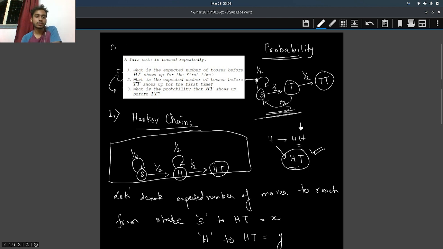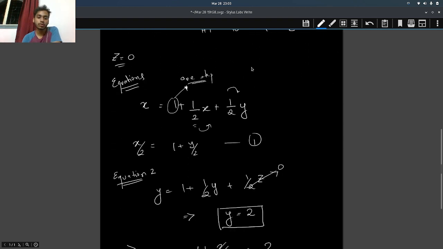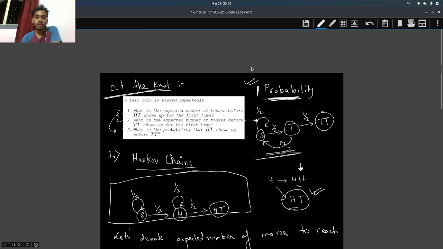This is from Cut the Knot. I have taken this source, the source is Cut the Knot, and I am solving the question from that. Whatever the question be called, this is the solution of the question. I hope you have understood how we approach this question. This question could have been like HTTH or something like this. So every question of this type should be solved with a Markov chain.